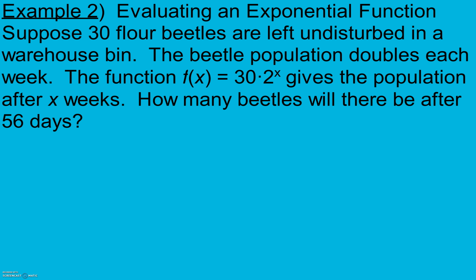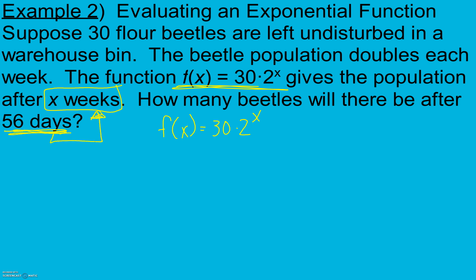So here we're going to pick out the important stuff. It tells us my function, f of x equals 30 times 2 to the x power. It tells me that x is in terms of weeks. It also tells me I have 56 days, but I can't have days, I need weeks. So we need to switch from 56 days to weeks, and I do that by multiplying by a conversion factor. There are 7 days in 1 week.